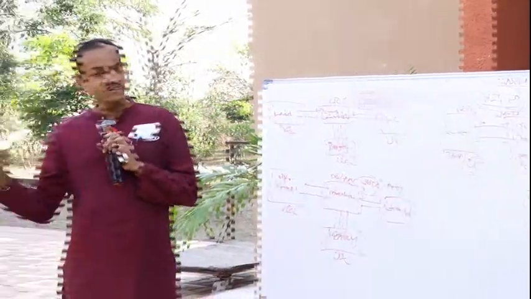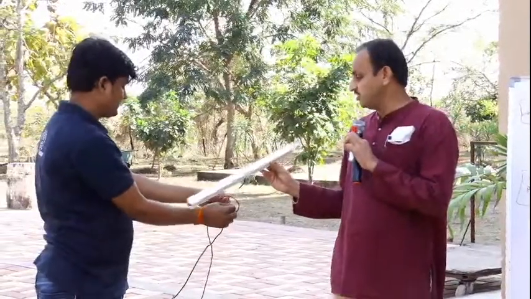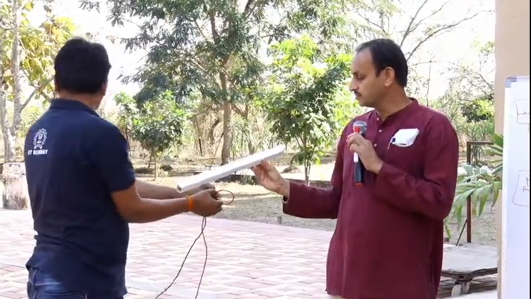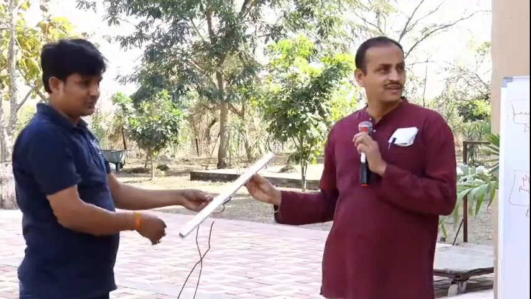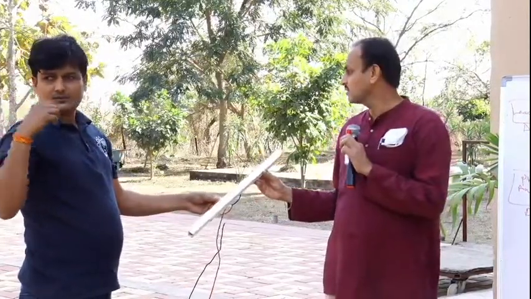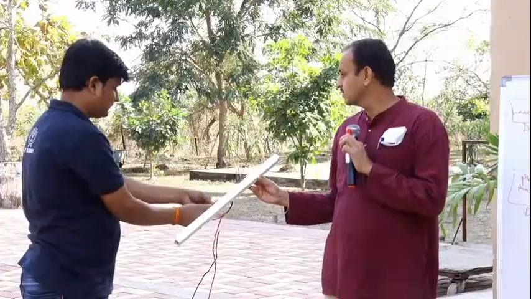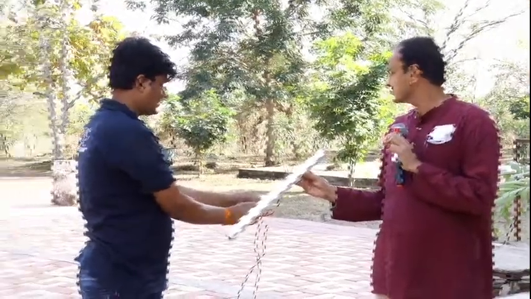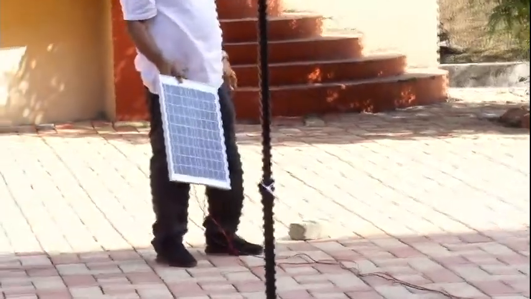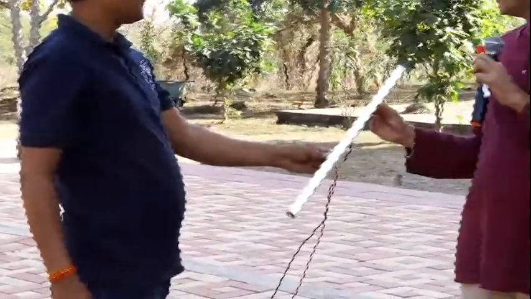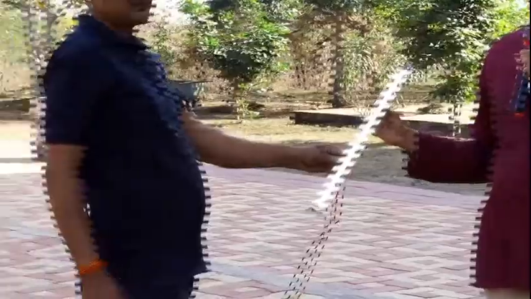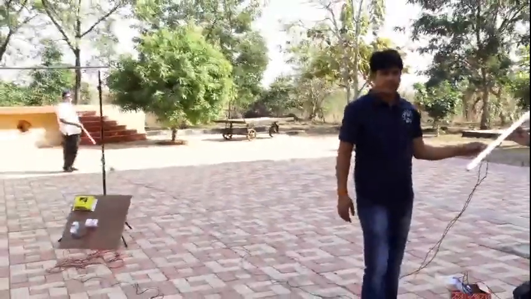So first of all, this light is running and the panel is even in shade, keep it in the shade. You see the light is still on. So one thing it shows is that even in the diffuse condition like that, the light is going to run. It is going to be less, but it is going to run.